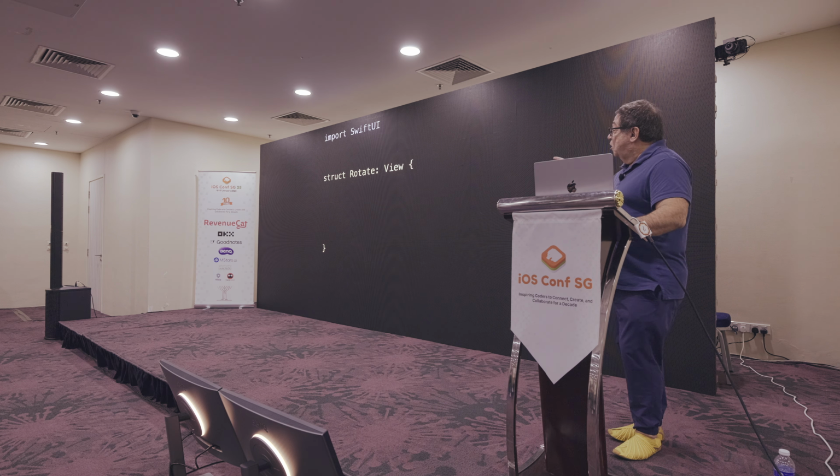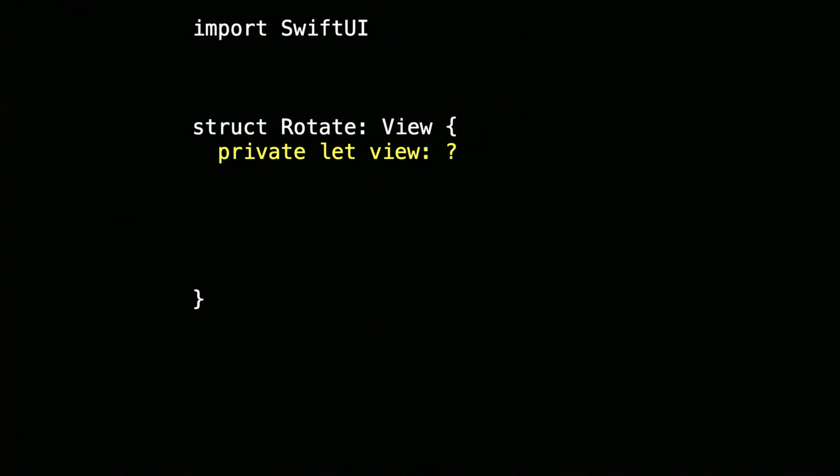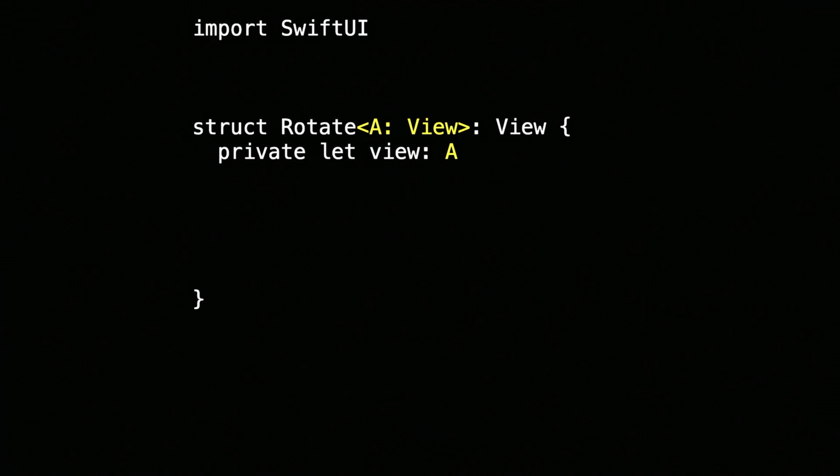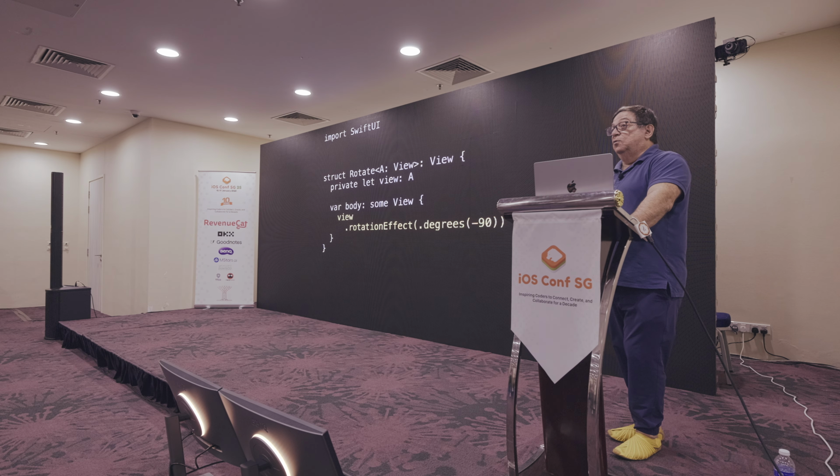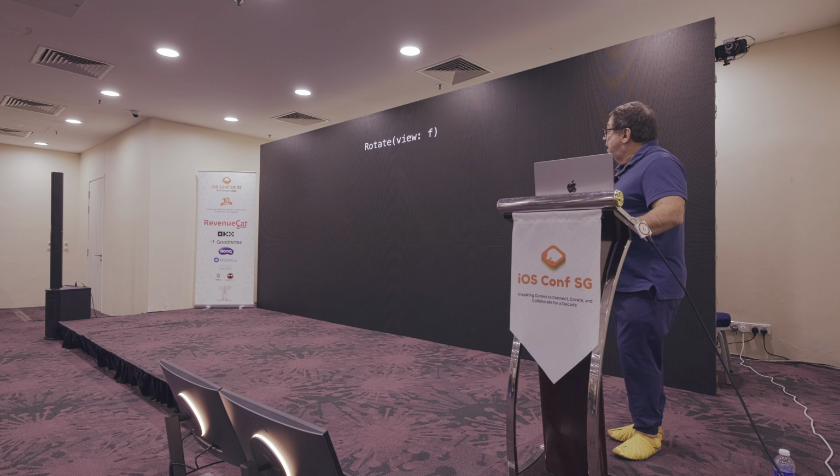So I'll create a struct called rotate that's also a view. It needs to know the view that it's rotating. What type is that view? I don't know. And that's why we have generics. Anything that conforms to view, image, whatever it is, I can rotate, I can mess with any of these things. And so inside of my body, I just take my view and I rotate it by 90 degrees. If you're old enough to know timepieces that go clockwise or counterclockwise. And so I rotate my view F.